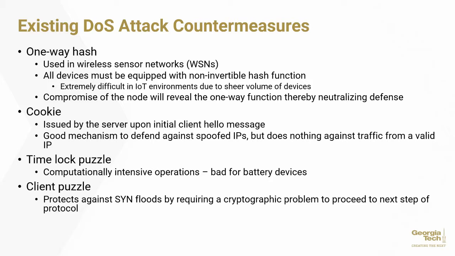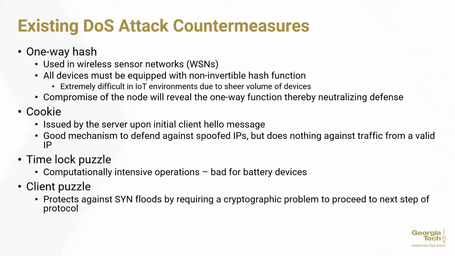The second countermeasure is a cookie, which is issued by the server upon initial client hello message. While this is a good defense mechanism against spoofed IP addresses, it does nothing to counteract traffic from a DOS attack mounted from a valid IP. Thirdly, a time lock puzzle was proposed by Rivest, Shamir, and Wagner. While a great security method, the algorithm requires 1 square exponentiation and 1 multiplication to create the puzzle, which are computationally intensive operations. As one might expect, constrained devices in the Internet of Things might struggle with such a technique.